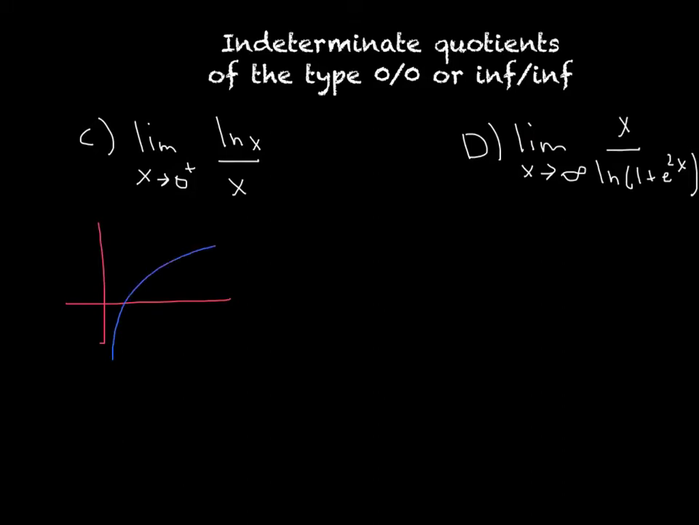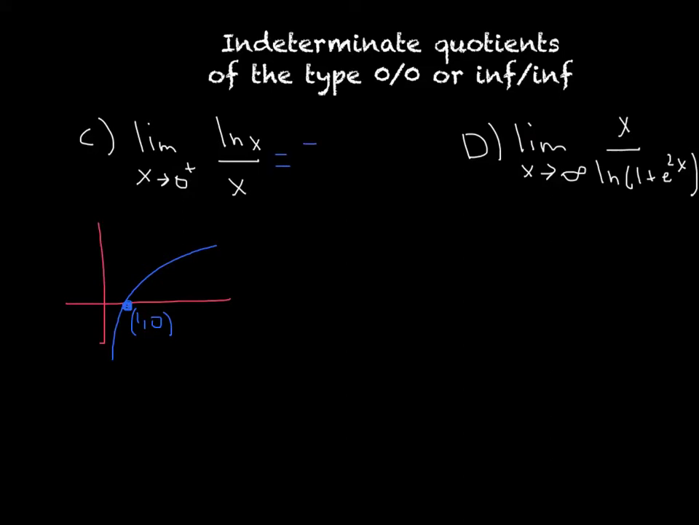It's going to look like this. It has an x-intercept of (1, 0). All right, so that is your natural log of x function. And so as x gets closer to 0 from the positive side, the y value is approaching negative infinity.